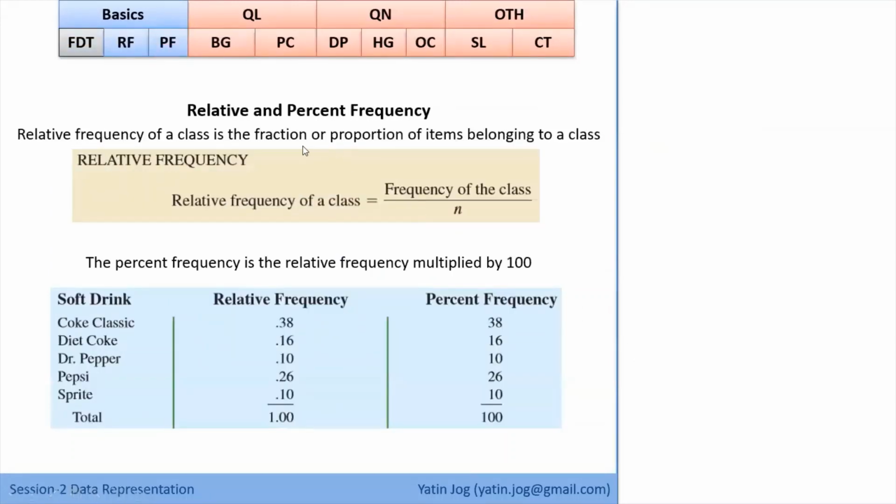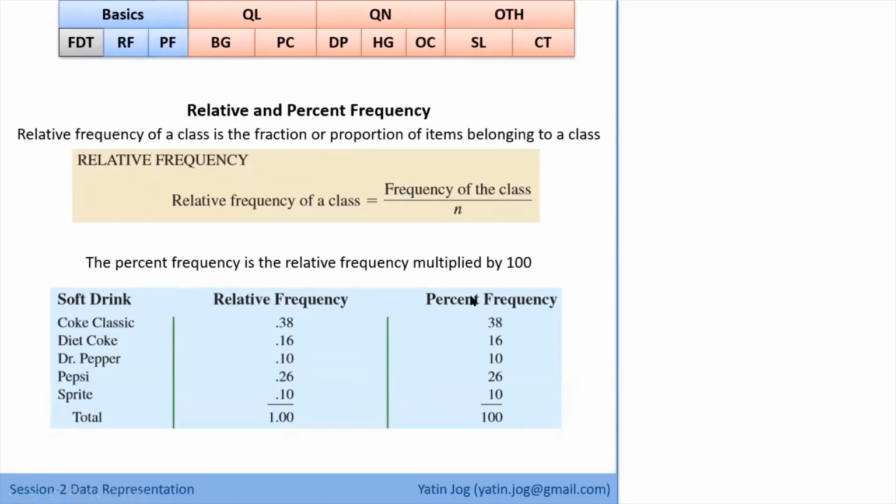Relative and percent frequency, why we need this? Because if you want to calculate the angles for the pie chart, we draw a pie chart in a circle, and one circle has 360 degrees of angles. So if you want to draw the angles for a specific portion of any soft drink, then you have to calculate the relative frequency and percent frequency first. So what is relative frequency? It is frequency of that class divided by total.